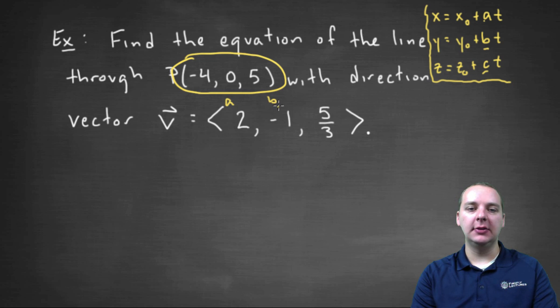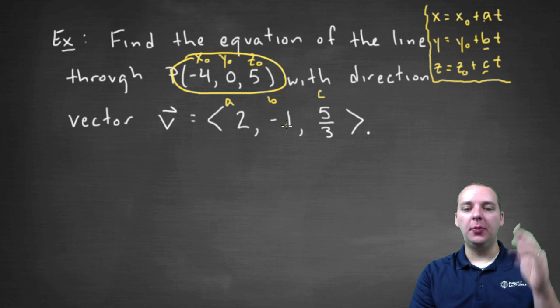So this is A, this is B, this is C. And in fact, if it helps you, when you have an example like this, you can even write x naught, y naught, z naught on your paper, A, B, and C, just to help you remember what goes where. All right, but once we have those identified, it's very straightforward. Just plug and chug is all it is.